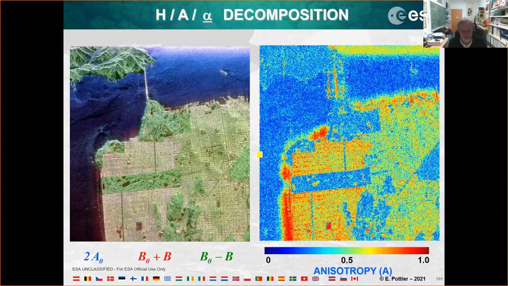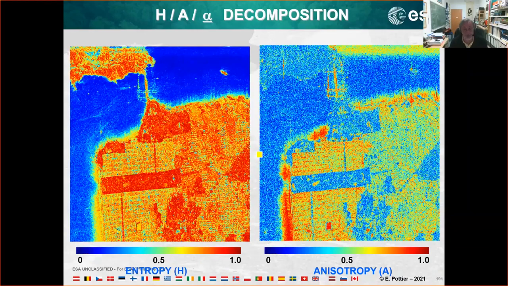So it's very, very difficult to make an analysis of the anisotropy image alone. This is why I said that we need these two images at the same time to have a physical interpretation of the different scattering mechanisms which can occur inside the pixel. So we have to analyze entropy and anisotropy at the same time.